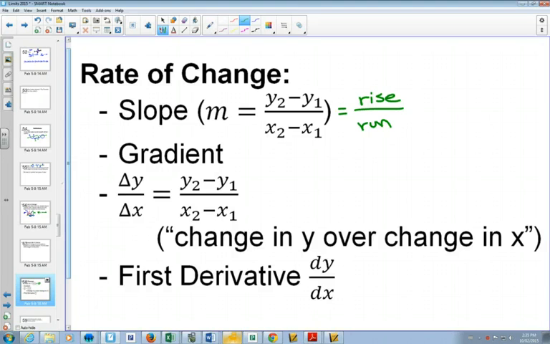Have you used the little triangles in physics? What do you call the triangle? Delta. They don't say triangle y and triangle x. You could, but all delta y means is change in y, change in x.